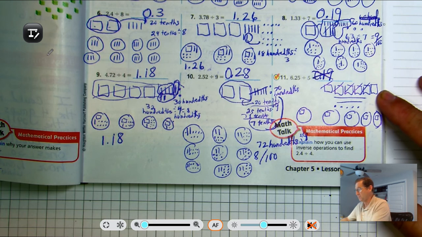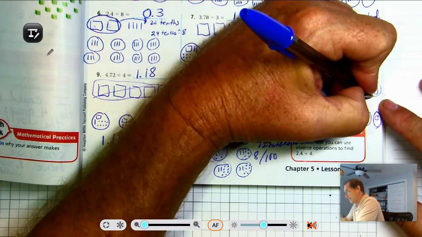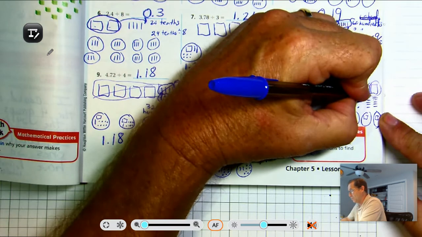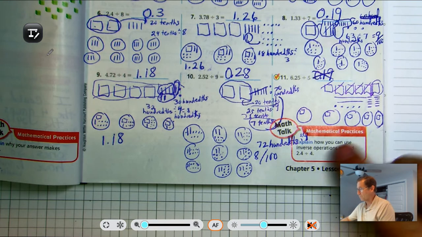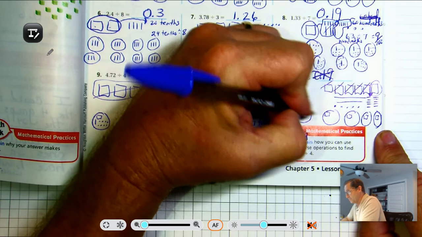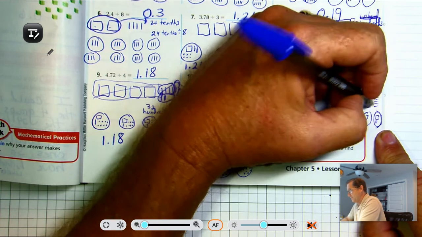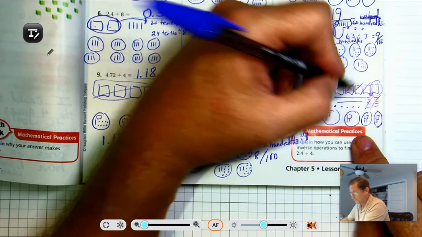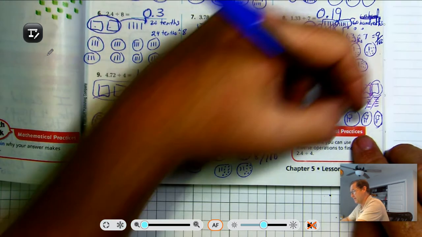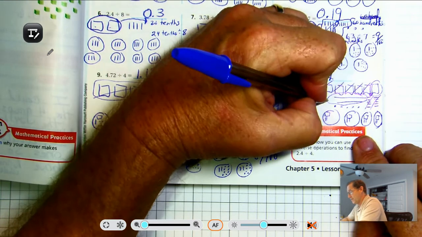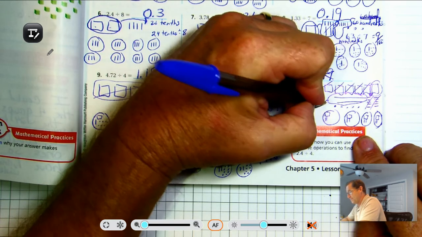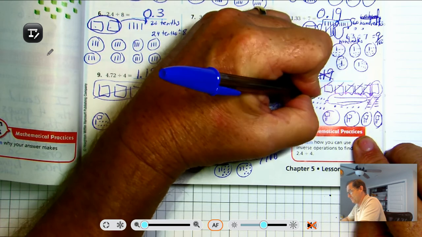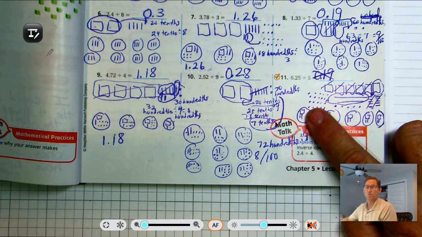Can't share 1 whole with 5 groups. So we're going to trade that for 10 tenths. Okay, so we traded the 1 whole for 10 tenths. Well, we have 5 groups, so I know I can put those 10 by putting 2 in each group, and then I have 2 left. Well, I can't share those 2 tenths with 5 groups, so I'm going to have to trade those 2 tenths for 20 hundredths. Okay, we traded 2 tenths for 20 hundredths.